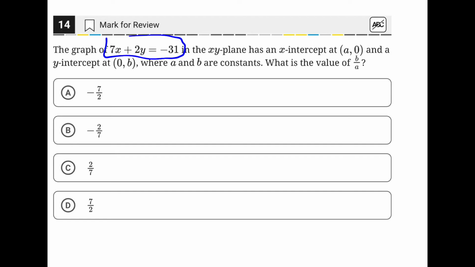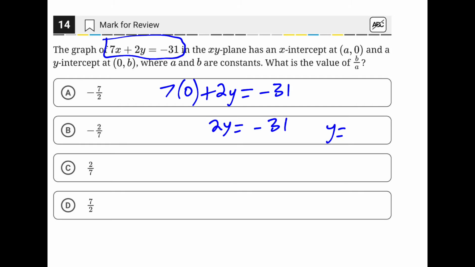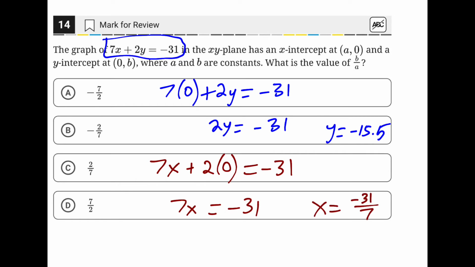So here is an equation in the xy plane, and we want to find the intercepts and then figure out a relation between the intercepts, b divided by a. So when x is 0, we see this, 7 times 0 plus 2y is equal to negative 31. Or in other words, 2y is equal to negative 31, or y is equal to negative 15.5. Now, the other way around, if we have 7x plus 2 times 0, because y is 0, now we have 7x is equal to negative 31. And that doesn't come out super even, so I will leave it in sevenths.